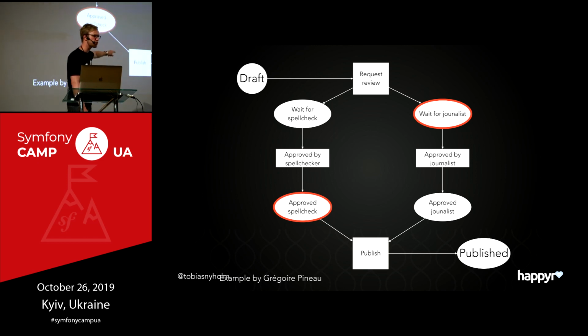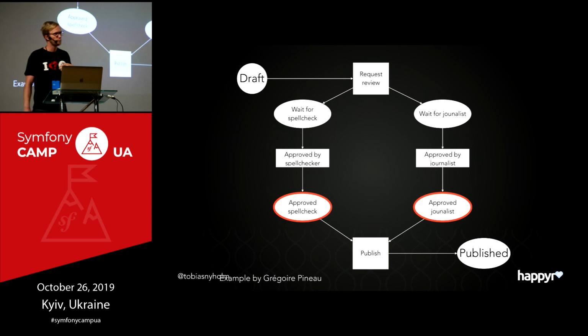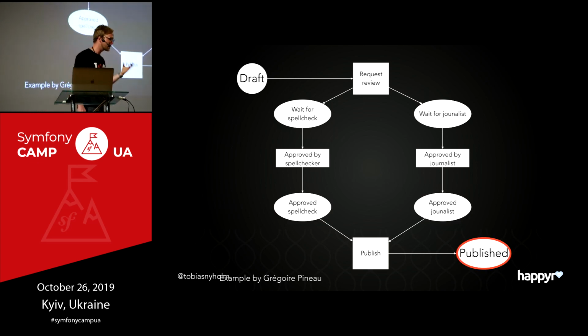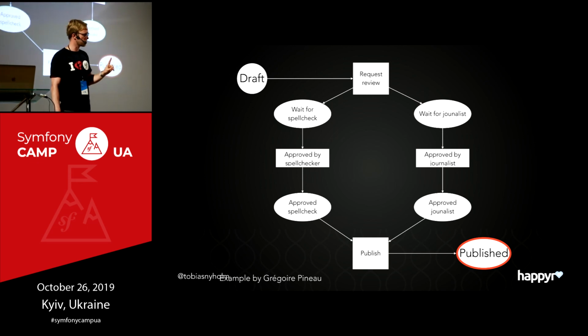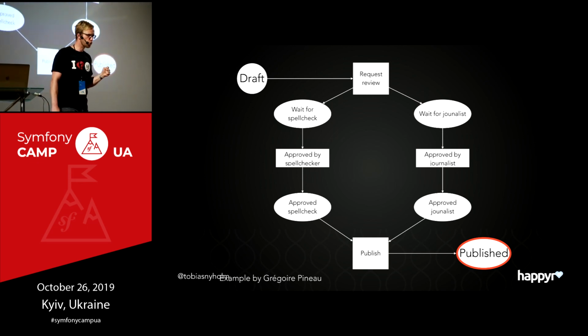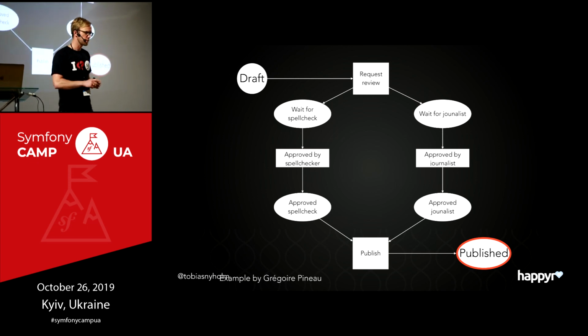If I try to publish this now, I cannot, because the publish action needs two inputs, like approve from spell checker and approve from journalist. So publish would say, no, I cannot do publish. I need to wait for the journalist first, and now I can publish it. So a state machine, you can be in only one place at the same time. A workflow can be in more places at the same time. That's the strict mathematical difference.